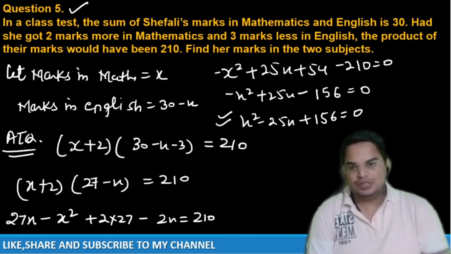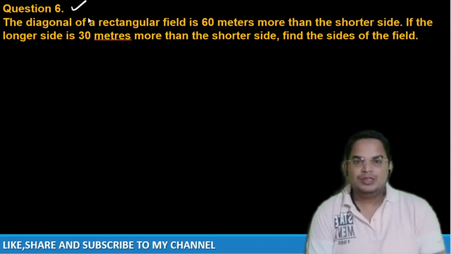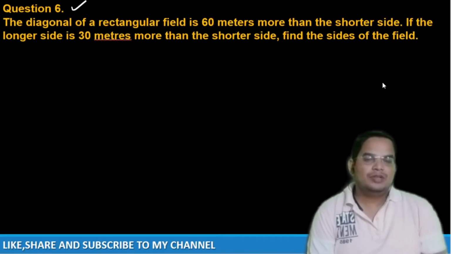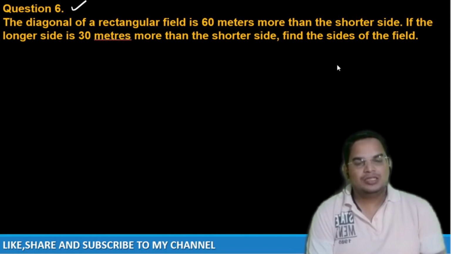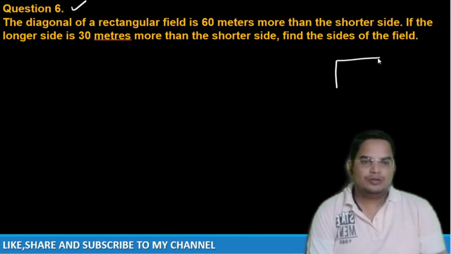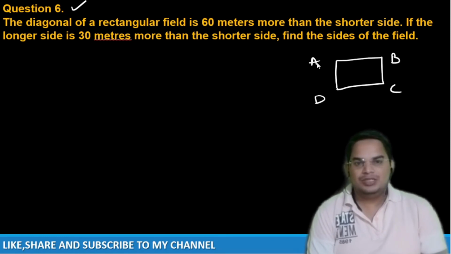Okay, I'm moving to the next question. What is given here in the next question? Look at this. The diagonal of a rectangular field is 60 meters more than the shorter side. First of all, I say this is the rectangle. I can say this is the A, this is the B, this is the C, this is the D. ABCD is a rectangle. The diagonal of the rectangular field is 60 meters more than the shorter side. Let shorter side be x.